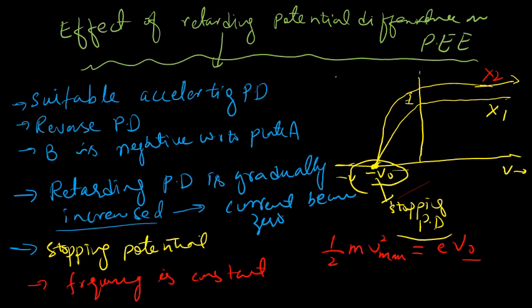As a concluding point, we can say that this curve of retarding potential difference and photocurrent shows that for a given metal the stopping potential V naught is independent of the intensity of radiation for a fixed frequency. Whether we use light of intensity x1 or x2, these are not going to affect the stopping potential of the metal for a fixed frequency of light.